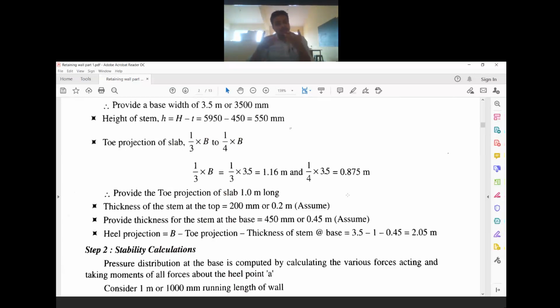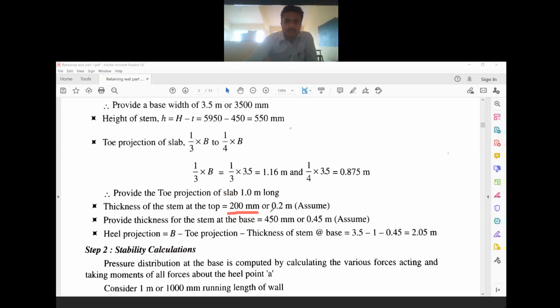After calculating the dimensions of the retaining wall, we shall calculate the load parameters. After calculating the load parameters, we will be able to provide the reinforcements. Okay. Next we shall look into the next step, that is thickness of the stem. The minimum thickness of the stem should be 200 mm.